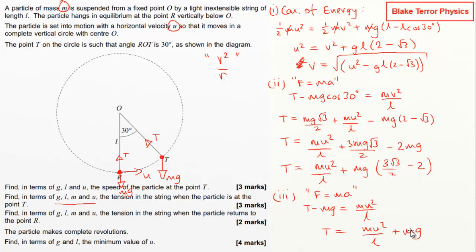Right, now we're getting on to this last bit here. They're saying the particle makes complete revolutions. Find in terms of g and L the minimum value of u. Right, so this is similar to, if you've seen any of the questions that they're kicking around, even one of the ones I've done in a previous video on the washing machine. It's the same thing. I know here the tension is pulling the object towards the center, whereas in the washing machine the drum is pushing the object towards the center. But the effect is much the same thing.